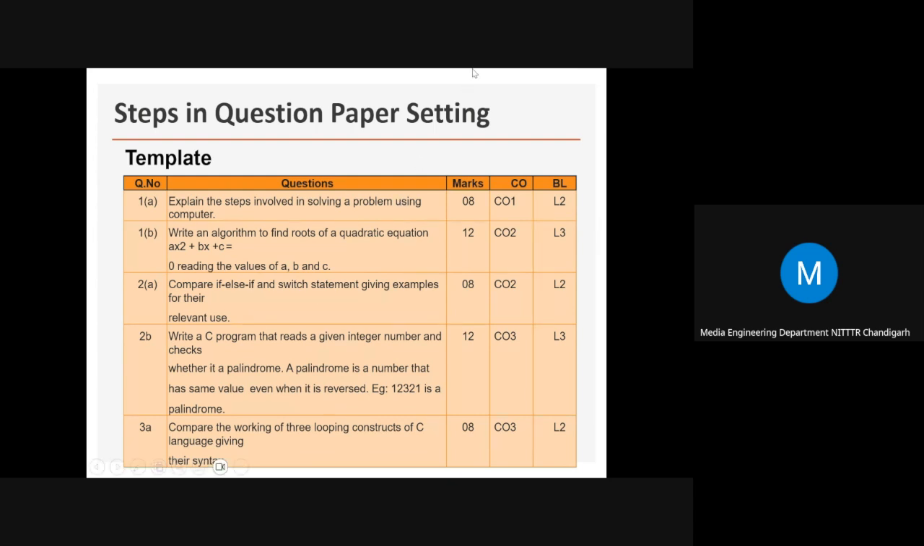Okay. So in addition to this template, which is showing just the questions, we should include the other things like instructions and general information, all those things, right? So it should be included.